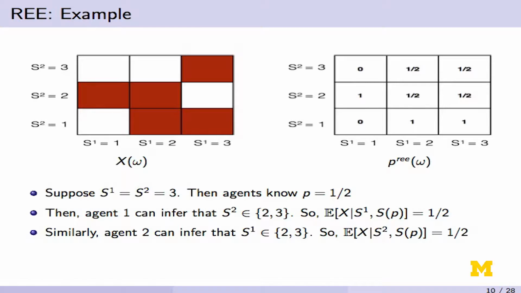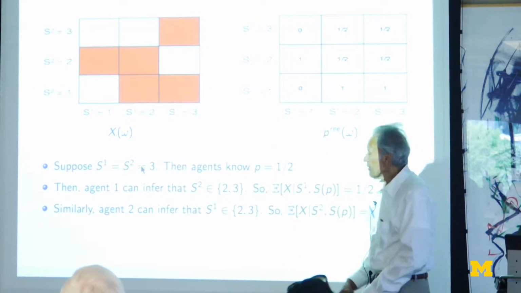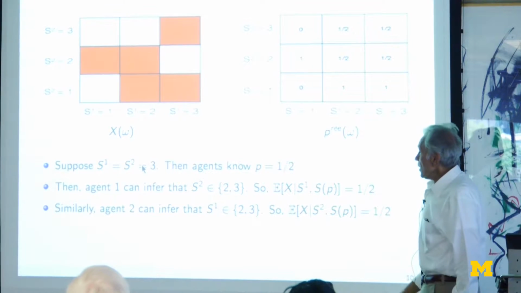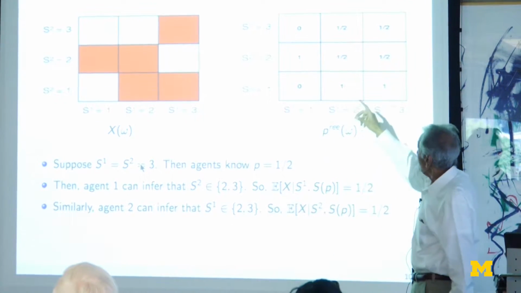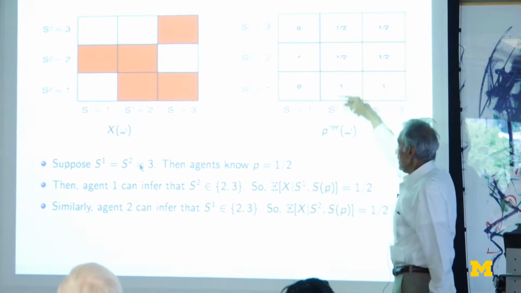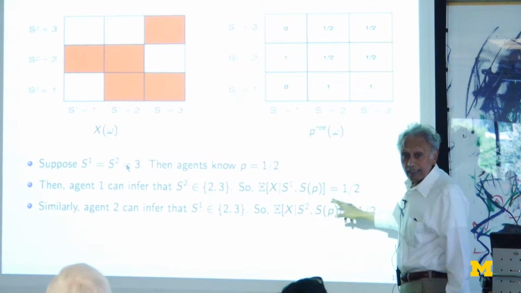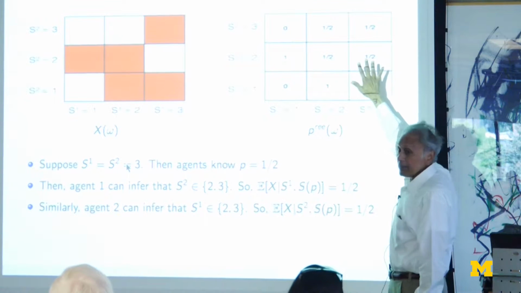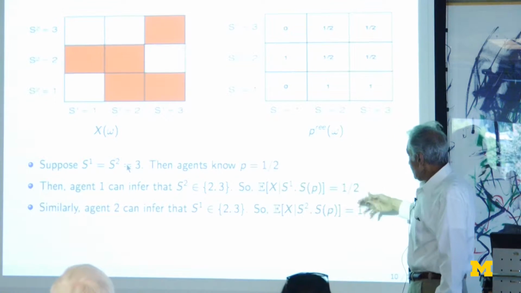In this particular example, I won't bore you with the details, but I propose a rational expectation equilibrium like that. So it's half over here, and 1, 0, etc. Now let's suppose S1 and S2 equal to 3. Then agents know that P is 1/2, because that's part of the rational expectation equilibrium. As soon as they know that P is 1/2, they know that omega is one of these things. So agent 1 can infer that S2 is either 2 or 3, and so his expectation will be 1/2. Similarly, agent 2 goes through the whole story and determines that the expectation is 1/2, given their own signal and given the price. So that's their expectation.